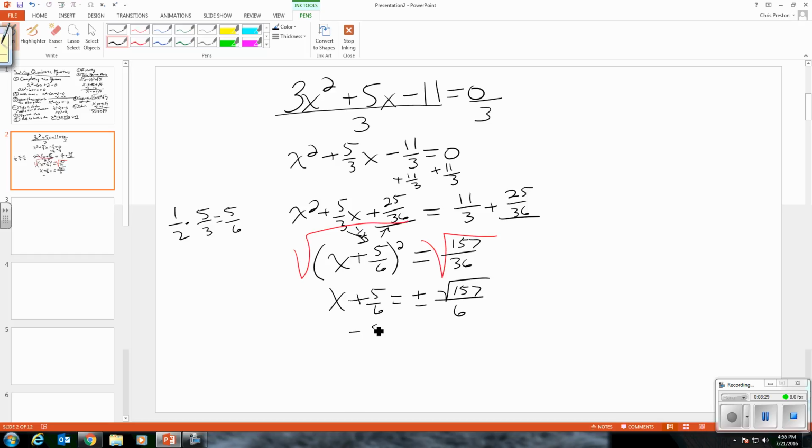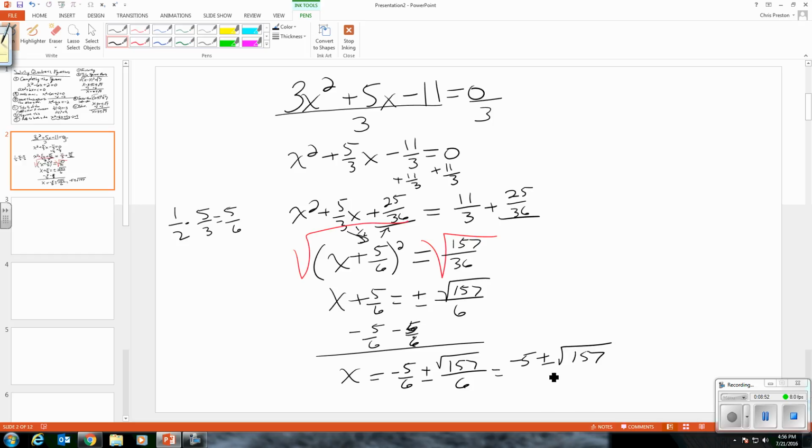And then I'm going to get x by itself, so move that constant to the other side. Plus or minus square root of 157 over 6. Now, this answer is perfectly fine. If you wanted to, since they have a common denominator, it wouldn't be too much trouble to put this as a single fractional statement. That would also work. So either one of these would work as an answer. All right.